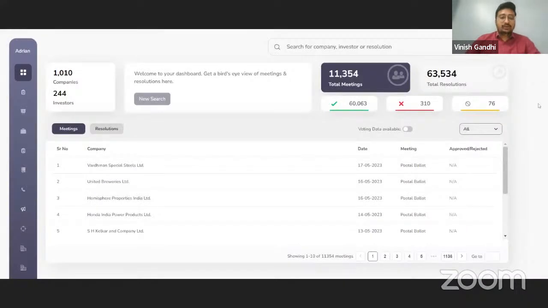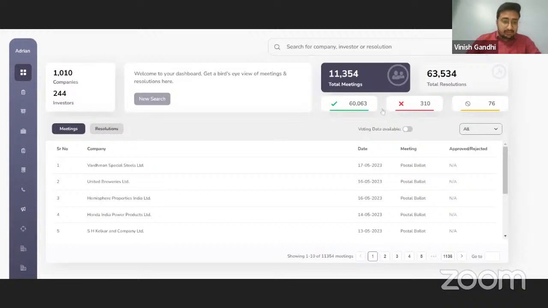So the screen that you see in front of you is the dashboard or the homepage of Adrian. So this will give you a little bit of idea of what all data is available on our tool. This will show you the total number of meetings that we've covered, the total number of resolutions that were in those meetings, the total number of companies that are in our coverage list, and the total number of investor data that we have on this tool.